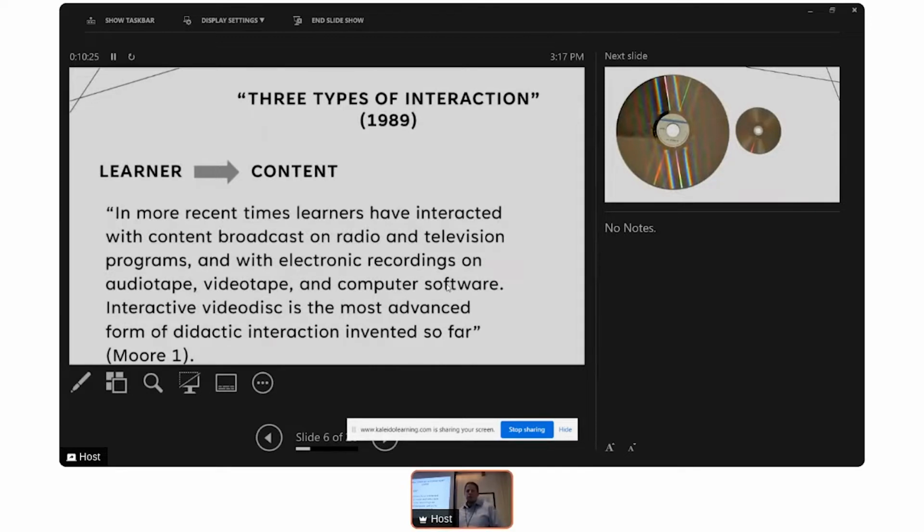So in learner to content, this is what Moore says. In more recent times, learners have interacted with content broadcast on radio and television programs and with electronic recordings on audio tape, videotape, and computer software. Interactive video disc is the most advanced form of didactic interaction invented so far.